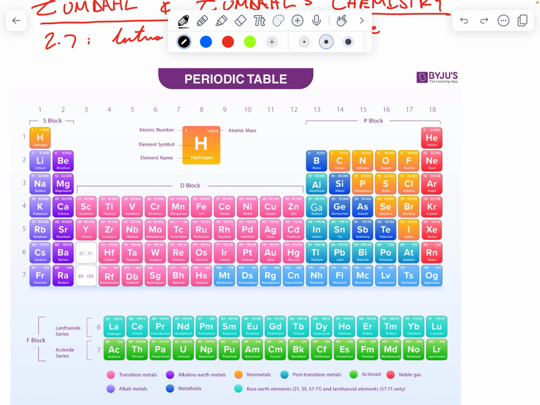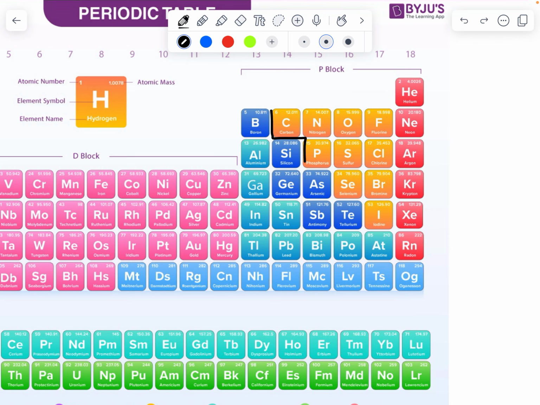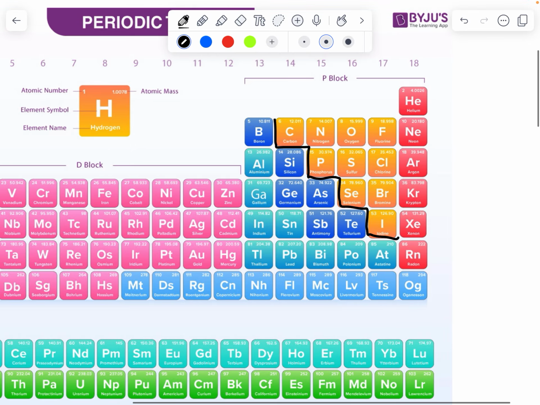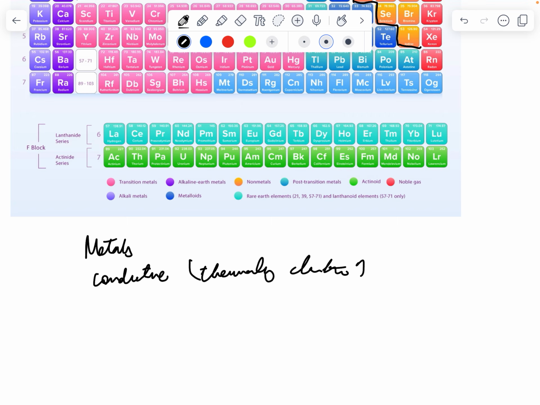Couple things. Most elements are metal. So this line that I'm about to draw right here, things to the left of it are generally metals, and things to the right are non-metals. So let's just talk about metals real quick. Metals are generally conductive, both thermally and electrically.